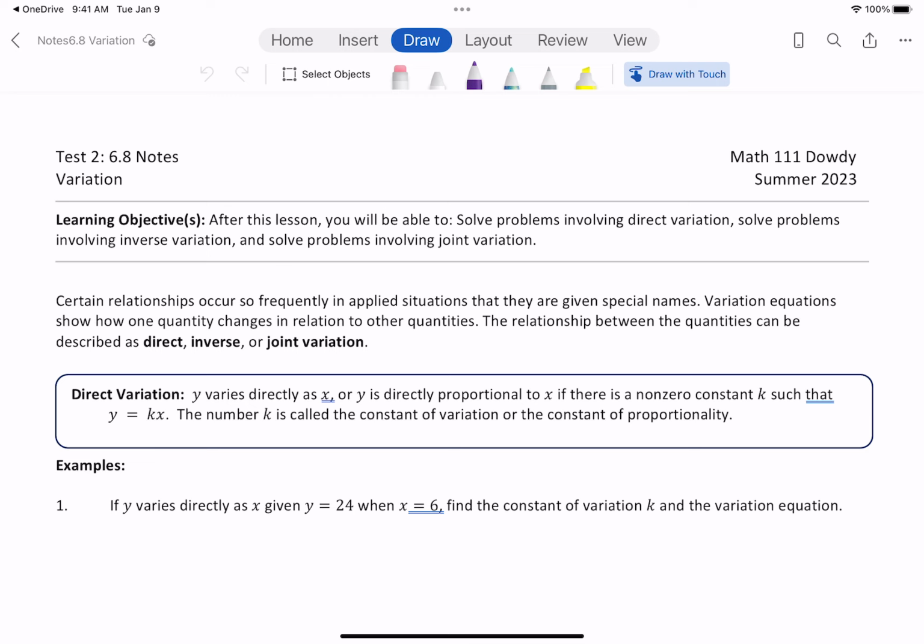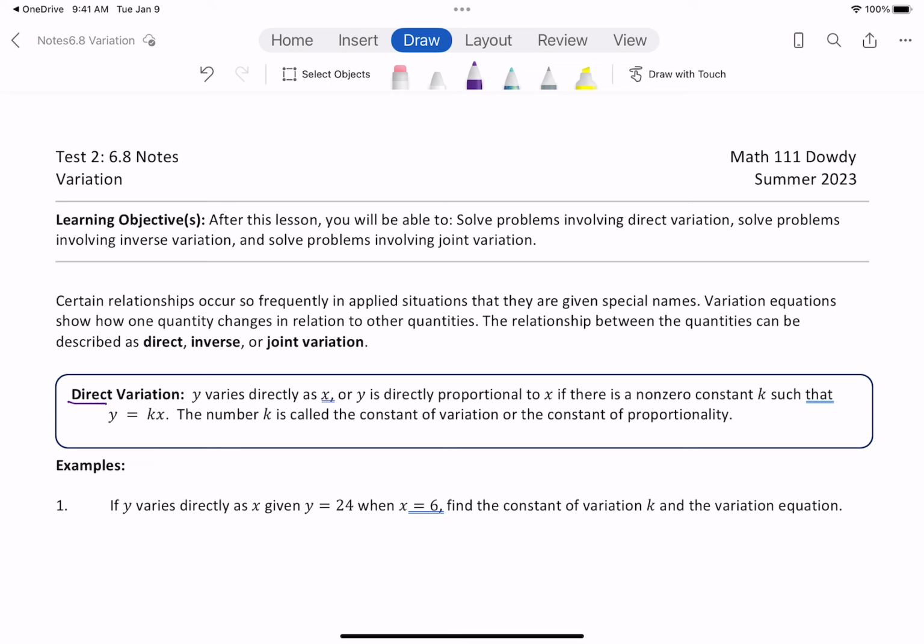Okay, for the last section for test 2, we're going to look at variation problems. Certain relationships occur so frequently in applied situations that they are given special names. Variation equations generally show how one quantity changes in relation to other quantities. The relationship between the quantities can be described as direct, inverse, or joint variation. So the first type we're going to look at is direct variation.